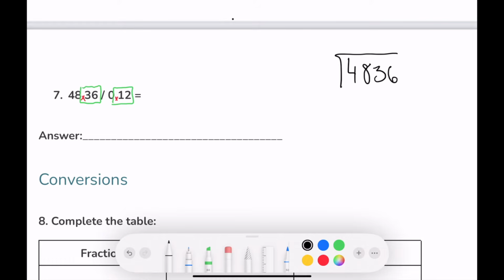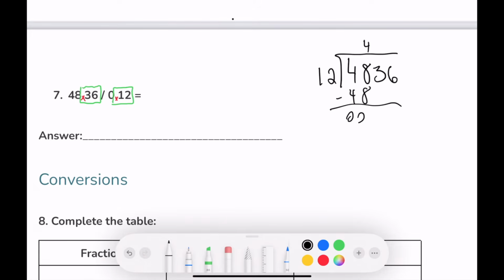4,836 divided by 12. Now, I'm asking myself, how many times does 12 go into 4? It doesn't. How many times does it go into 48? Well, let me count here. 12, 24, 36, 48, that's 4 times. So let me just erase this. All right, 4 goes here. 48 actually went in evenly, which is really nice.